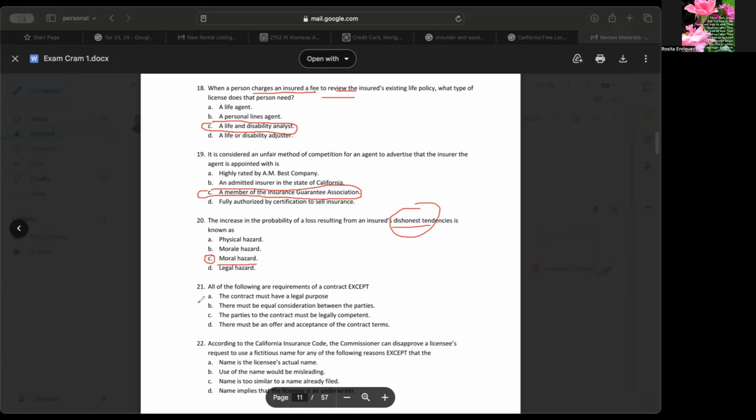Number 21. All of the following are requirements of a contract, except, the answer is B. So, all of these are requirements of a contract, except there must be equal consideration between the parties. And then number 22, according to the California Insurance Code, the commissioner can disapprove a license request to use a fictitious name for any of the following reasons, except that it will be A, except that the name is a licensee's actual name. So he cannot disapprove if it's matching the name of the licensee.